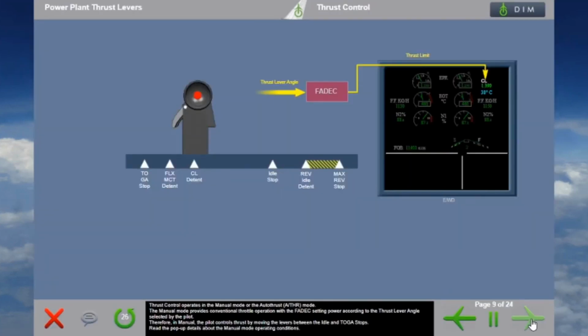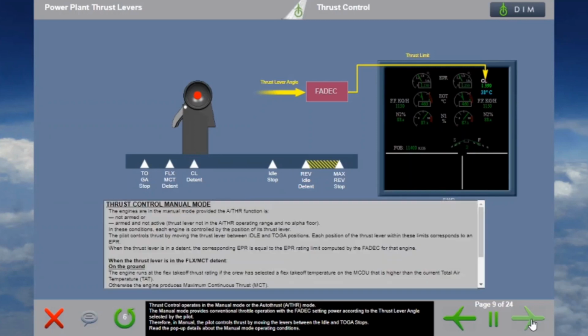Thrust control operates in the manual mode or the auto thrust (ATHR) mode. The manual mode provides conventional throttle operation, with the FADEC setting power according to the thrust lever angle selected by the pilot. Therefore, in manual, the pilot controls thrust by moving the levers between the idle and TOGA stops. Read the pop-up details about the manual mode operating conditions.